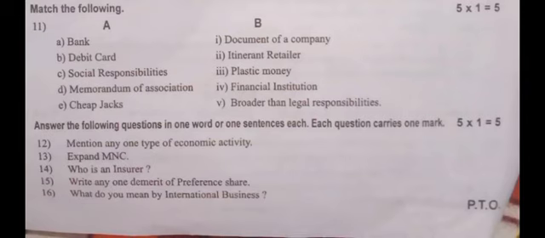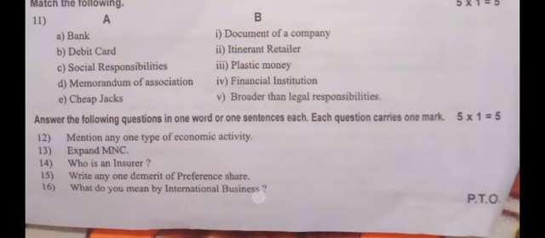Match the following. Bank document of a company. Debit card. Itinerant retailer. Social responsibilities. Plastic money. Memorandum of association. Financial institution. Cheap jacks. Broader than legal responsibilities.